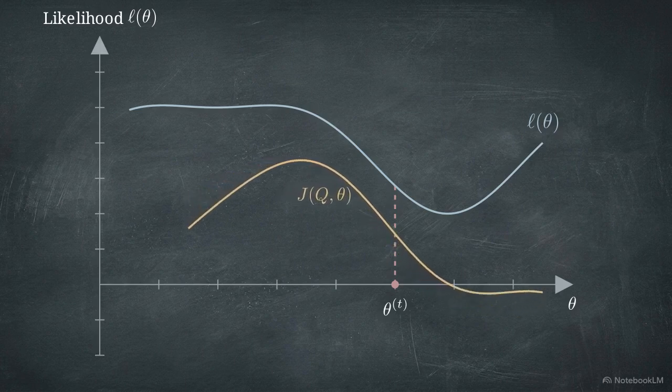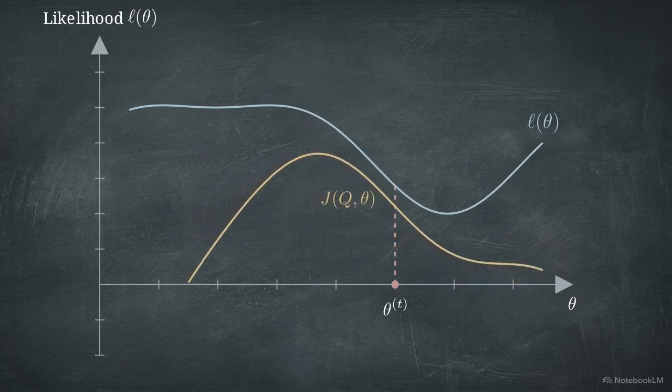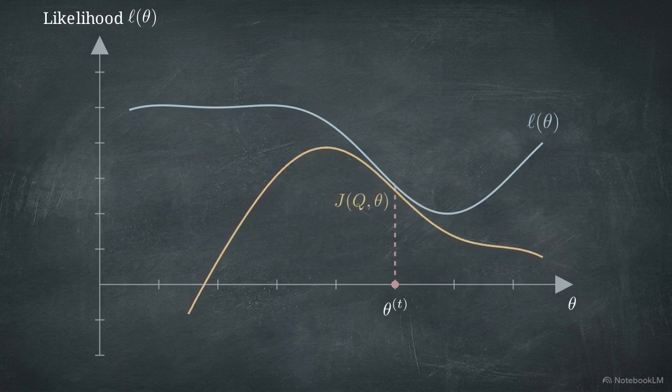The primary goal of the expectation step, the E step, is to manipulate the shape of the lower bound until it becomes perfectly tight at our current parameter guess. We want the bound to morph upward and touch the likelihood curve exactly at theta sub t.